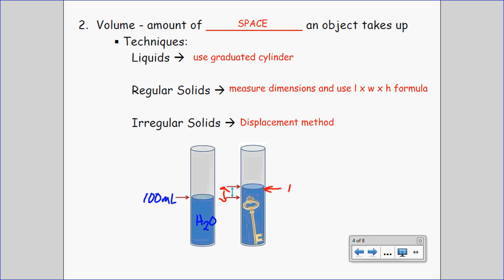So if we ended at 120 milliliters, the difference there is obviously 20 milliliters, and we can say that the key has a volume of 20 milliliters. That is the displacement technique. The key has displaced water. It's pushed it out of the way, causing it to rise in the tube. The number that it corresponds to also rises, and you can take the difference to figure out the volume of oddly shaped objects, like rocks or, well, keys.